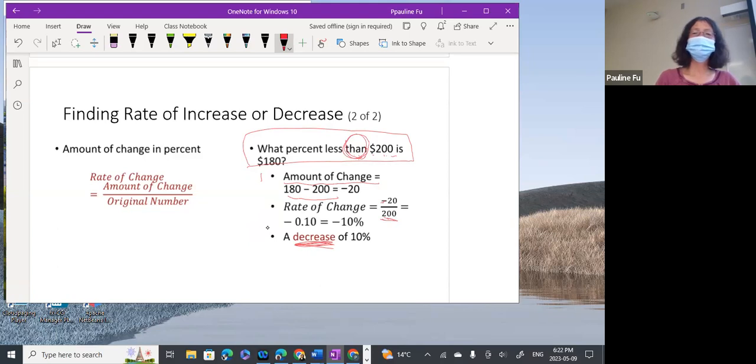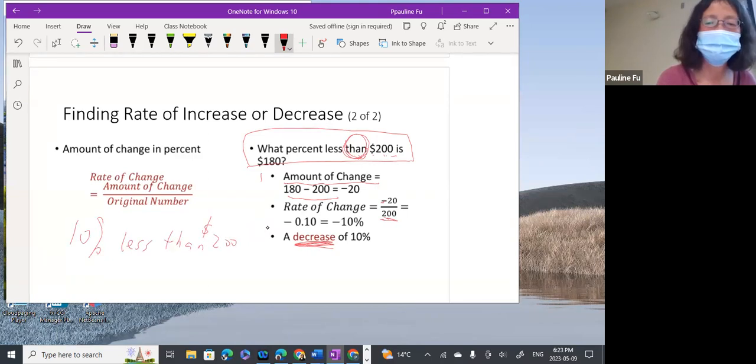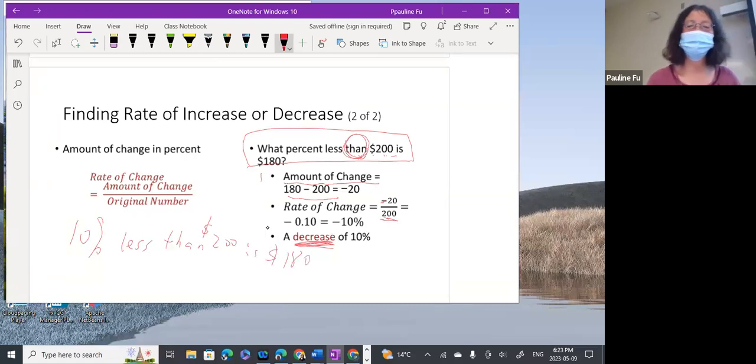So it is a decrease of 10%. So the final answer: 10% less than $200 is $180. Questions?